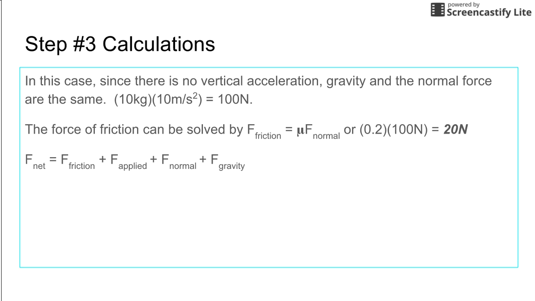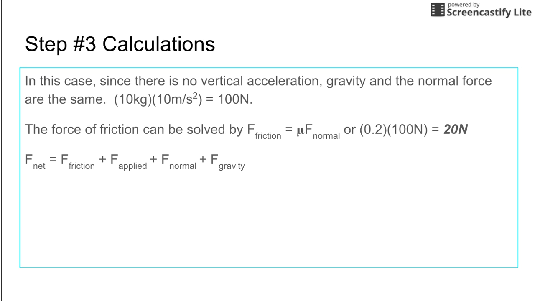Now, we've got our applied force, which was given to us in the problem. We've got our force of friction, which we just calculated. We've got the normal force, and we've got gravity. And we find the sum of all these to get our net force that we can then go back and use to find the acceleration.